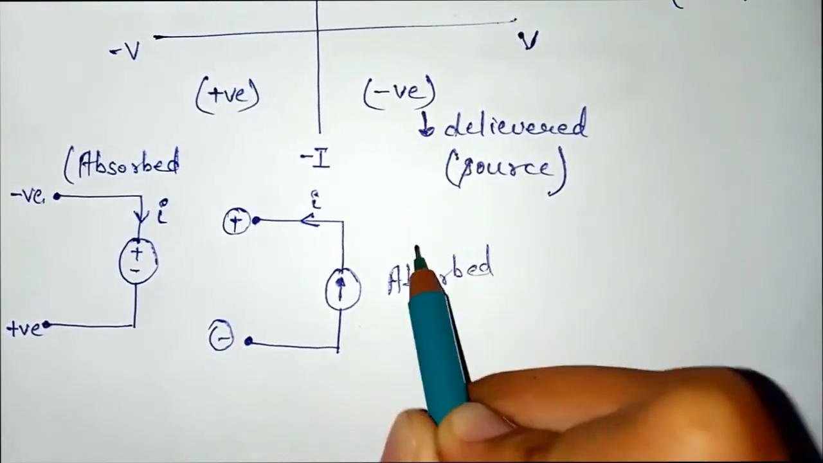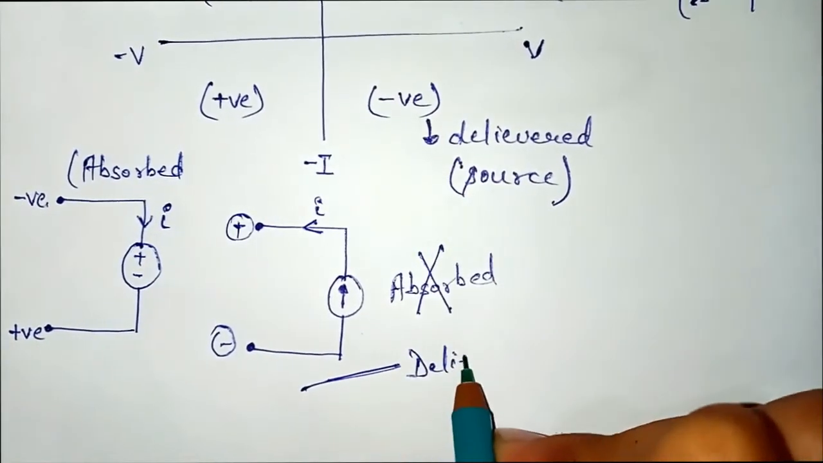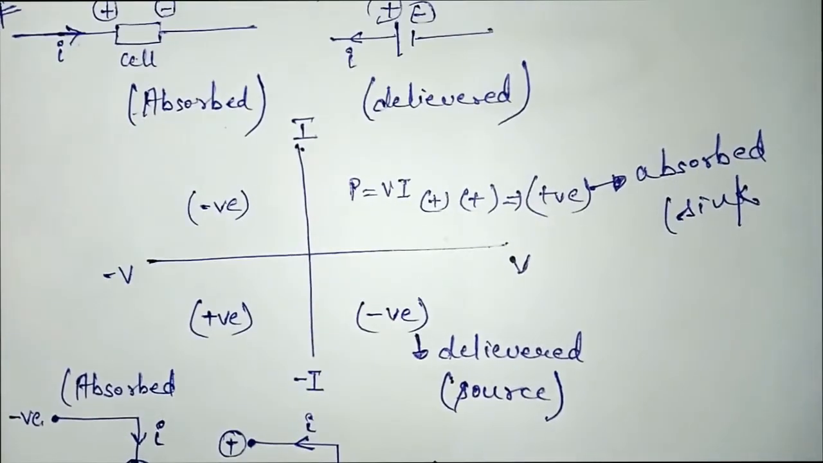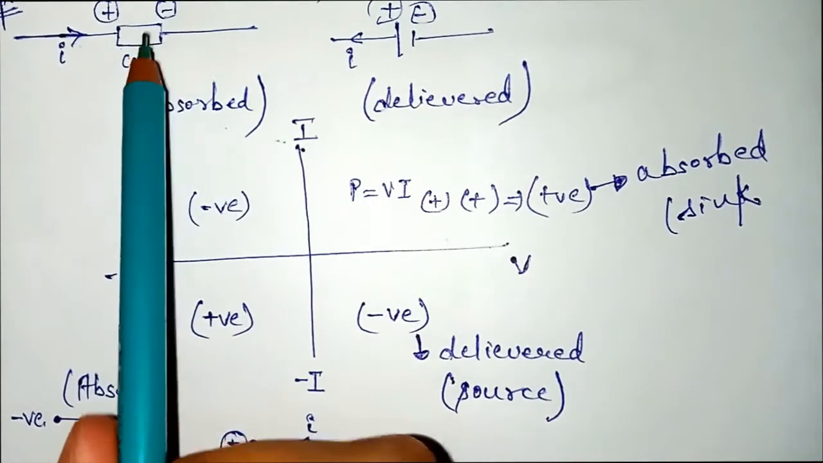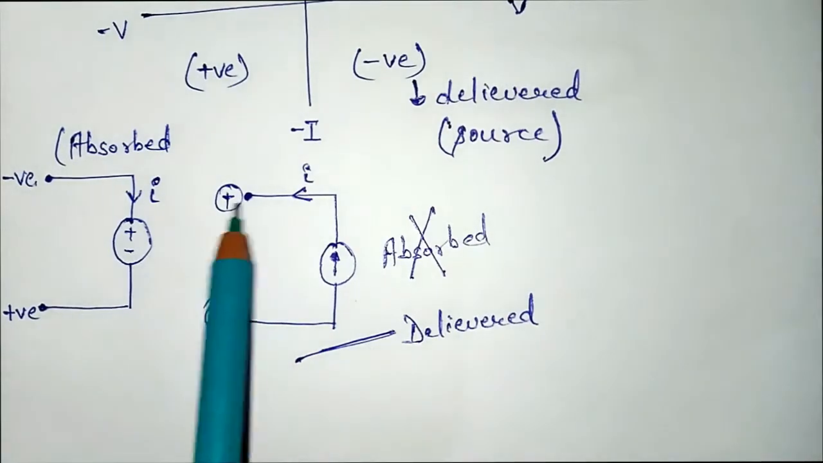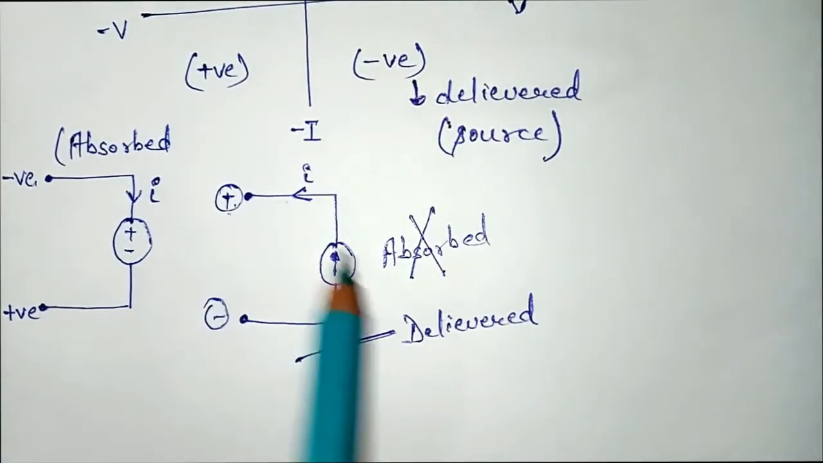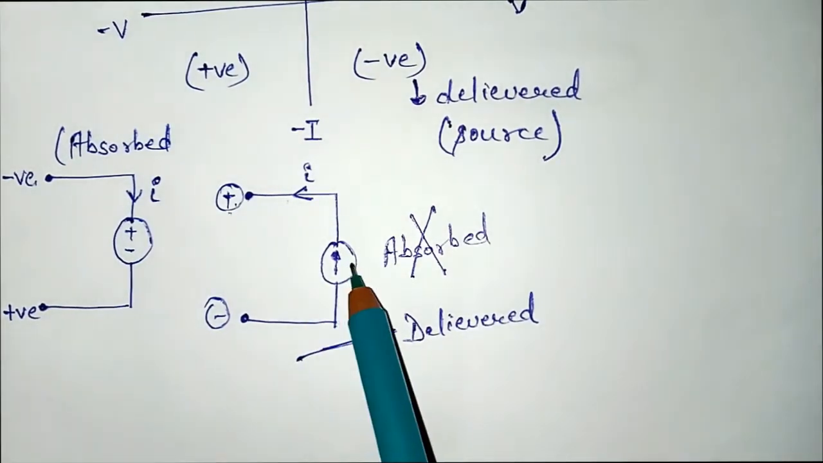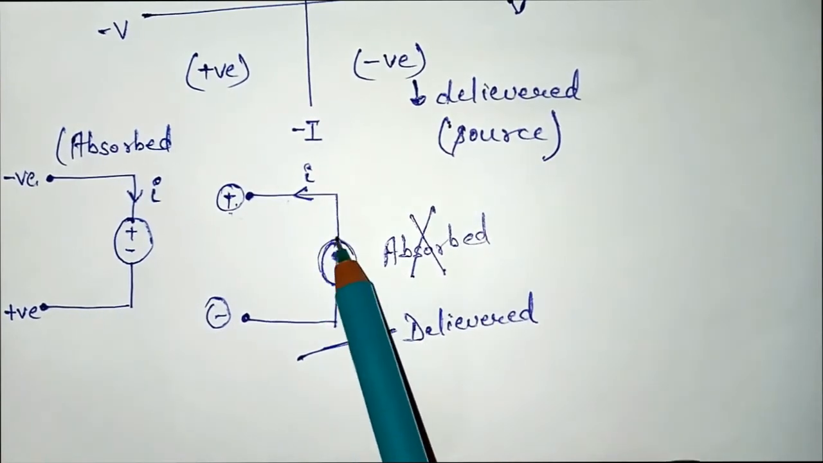No, wait, this is wrong. In this, power is delivered, because it's about the internal circuit. Here, current is entering in the external circuit. When you check the sign of power, check the terminals. Okay. See.